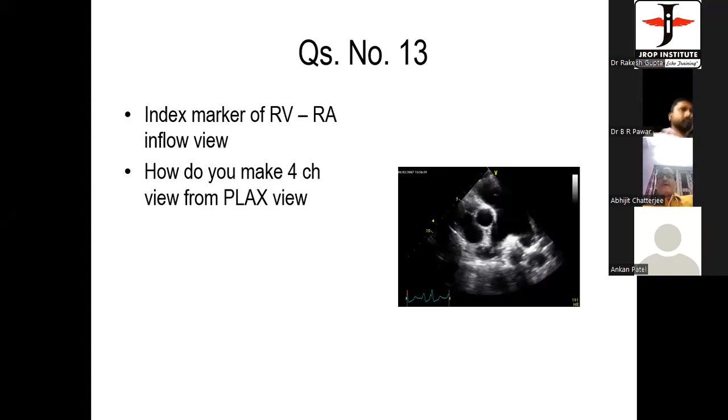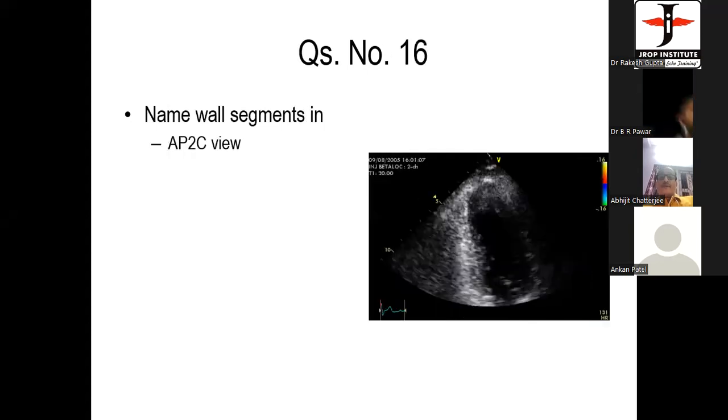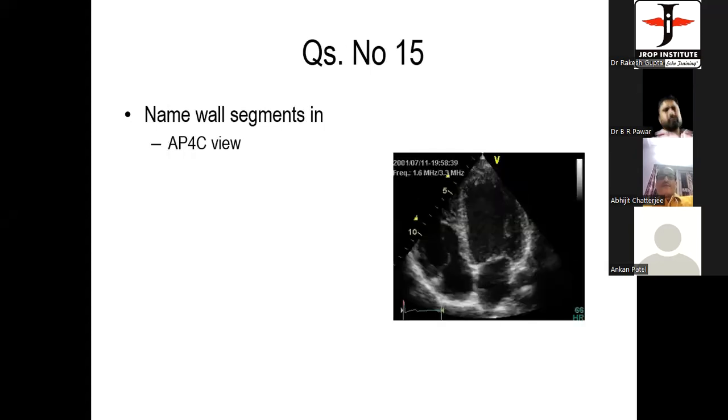Okay, sir. Dr. Gupta, sir, can you show the next picture, please? See, this is the apical four-chamber view. Tell me the names of the wall segments that you can see here. Sir, the segments of the heart can be seen here in this picture. Sir, that is the apical segment. Sir, that is the inferoseptal segment, sir. Sir, apical segment.